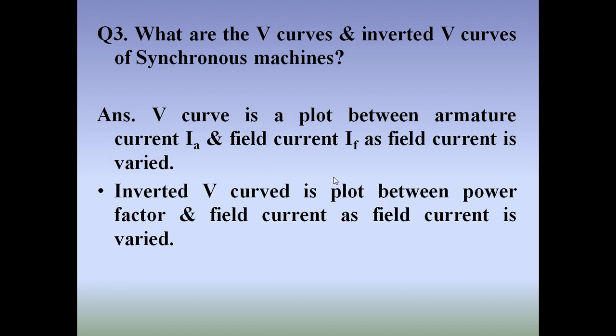Question number 3. What are the V curves and inverted V curves of the synchronous machine? First of all, the V curve is a plot between armature current and field current, as the field current is varied. The inverted V curve is the graph between power factor and the field current. In this, the field current is also varied.